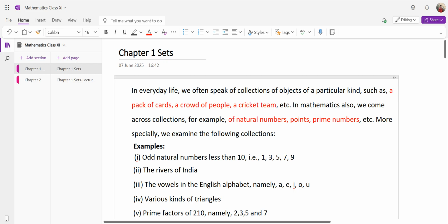Today we begin our journey through the class 11 mathematics course, an exciting step forward in your learning path. And we are starting with one of the most fundamental topics, sets.